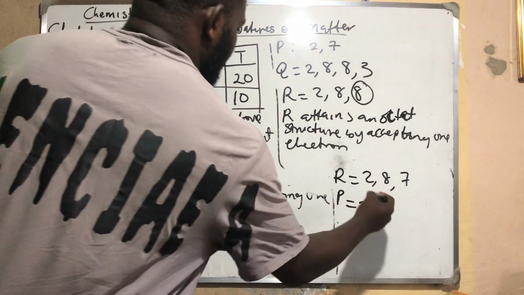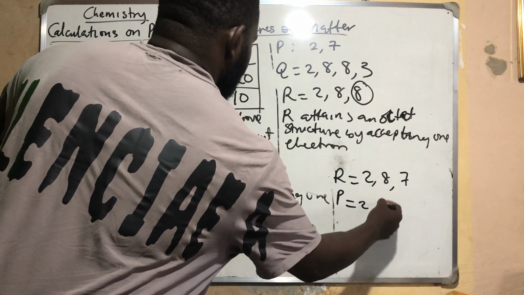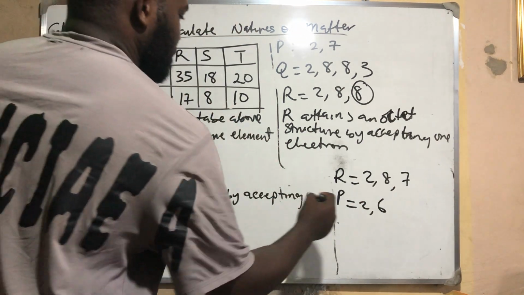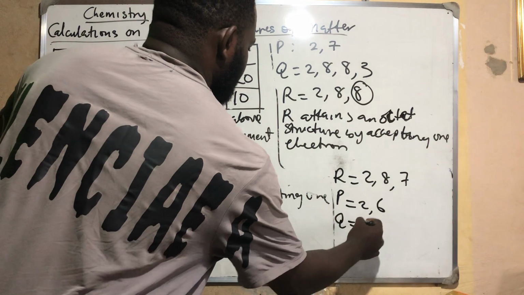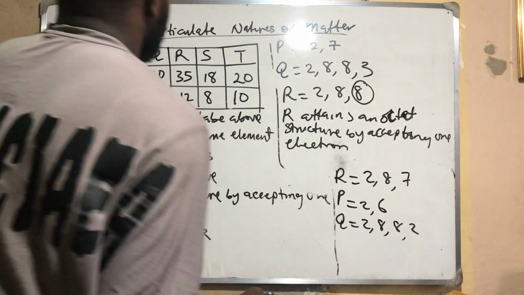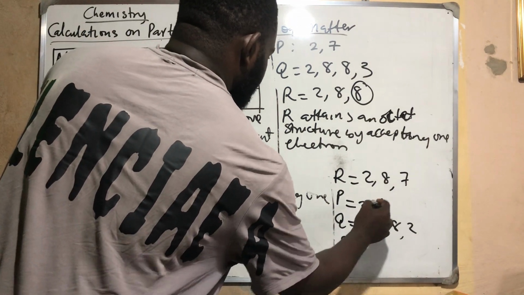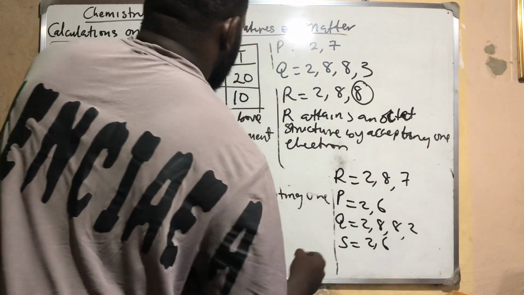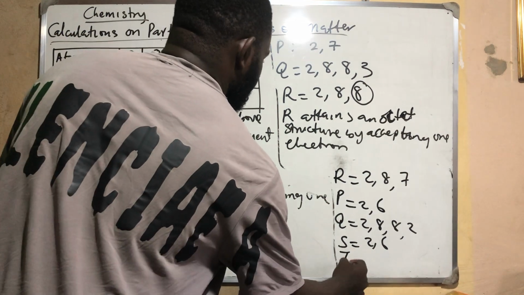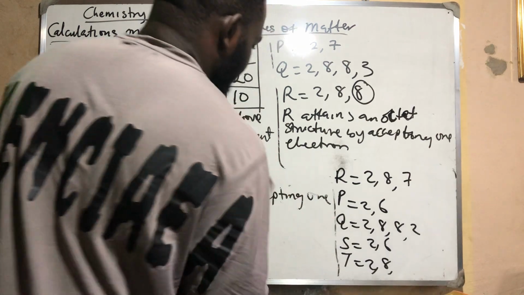So this is 2, 6, right? 2, 6. Q is 2, 8, 8, 2. S is what? The same thing as this, 2, 6. And the other one is what? T is 2, 8, 2, 8.